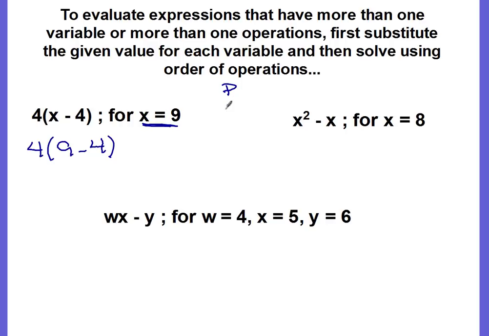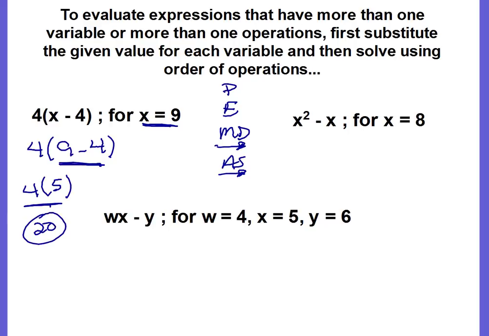Order of operations, write it down. PEMDAS says that we need to do our parentheses first. So we're going to do 9 minus 4. So we're going to rewrite. 9 minus 4 is 5. And now we have multiplication. 4 times 5 is 20. And there's your answer.